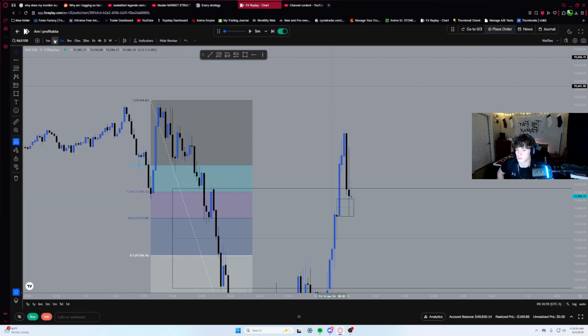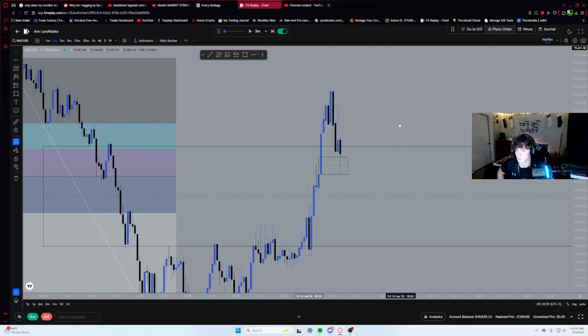I think it'll go up. 3-minute looks good. It could be coming down here. Let's look. It hit equilibrium. 0.705 is right here. I'm going to take this. That's a good stop loss right there.